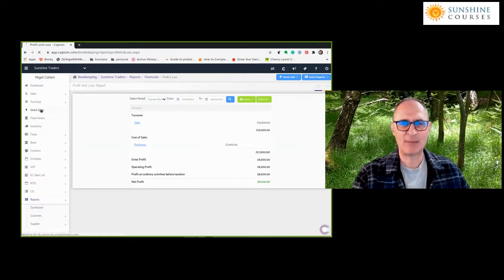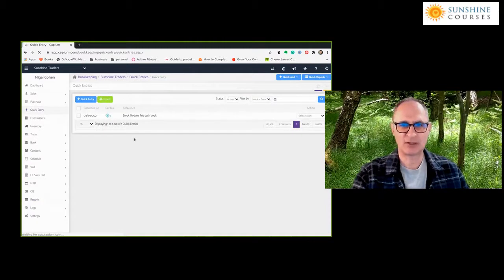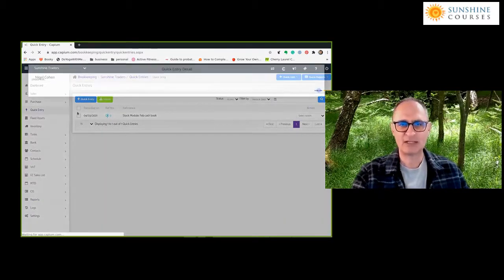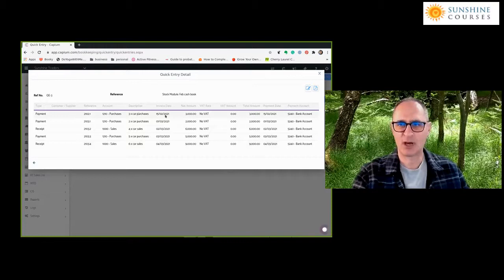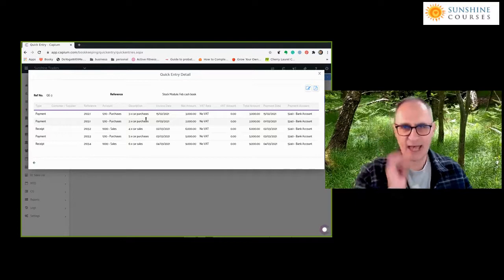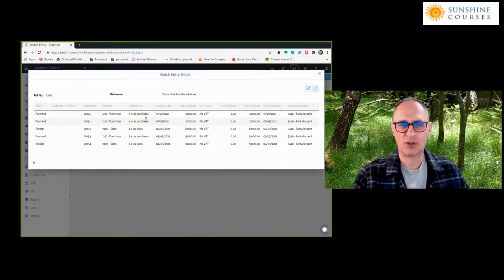And in the KPM system, I've pre-entered the transactions that went in the cash book. There's the February purchase, the car purchase. We paid £3,000 for it. Notice in this, I haven't kept track of the stock on an item by item basis. I'm simply entering the cash movements. So I've entered the purchase in February, 15th of February, and then in March, the 2 further car purchases.